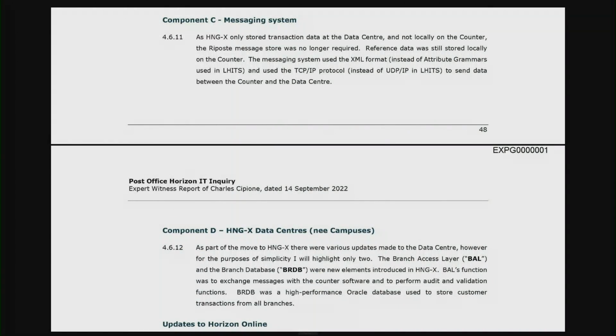And then lastly, you say a difference is that Horizon Online used the TCP/IP protocol instead of UDP/IP to send data between the counter and the data center. Can you explain that, please? Yeah, it's just more of an updated communication protocol that they used.